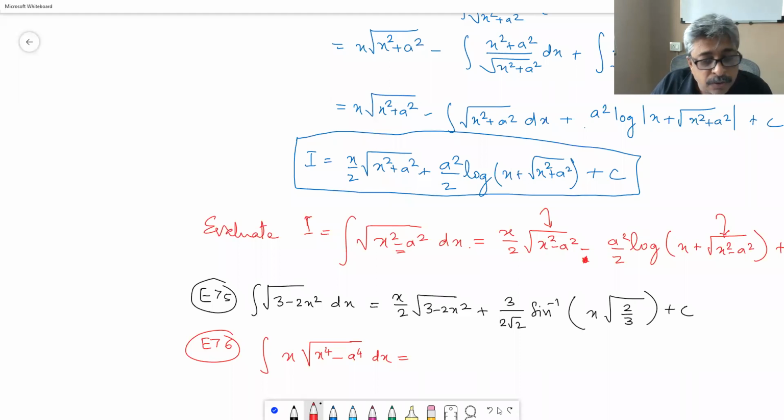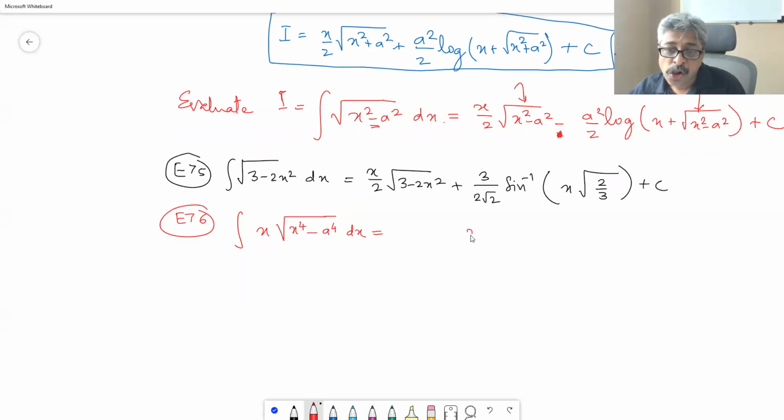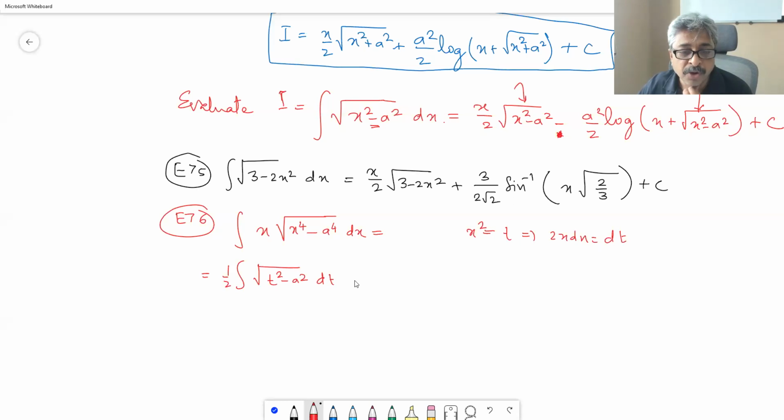So the answer for this, what is the substitution? x dx is waiting for you. Therefore, of course, the substitution will be x square is equal to t. Right? So if we put x square is equal to t, we get 2x dx is equal to dt. And the integral becomes radical t square minus a square dt of half. Correct?